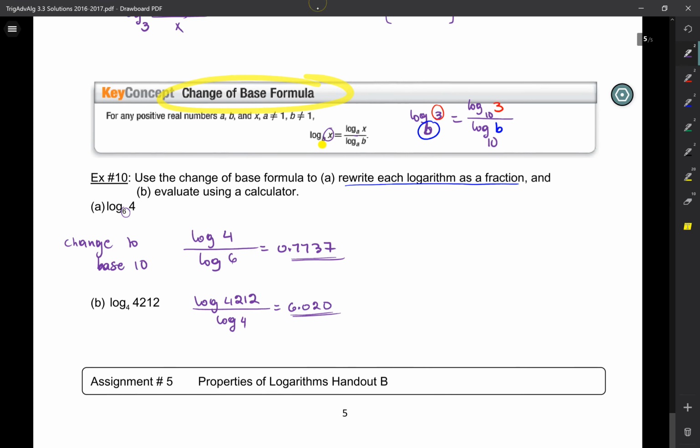So logarithms, what does the logarithm tell you? You use a logarithm to find the what of something? The exponent, right? You use the logarithm to find the exponent of something.